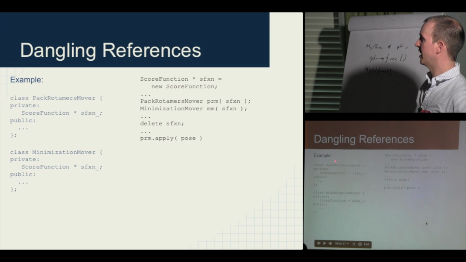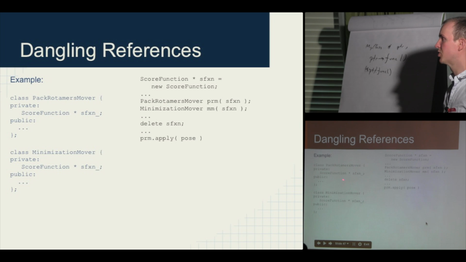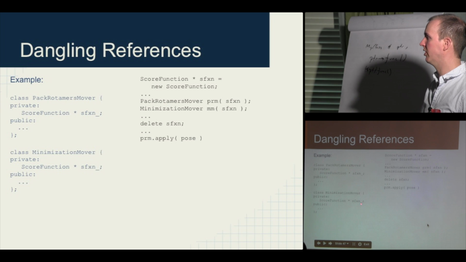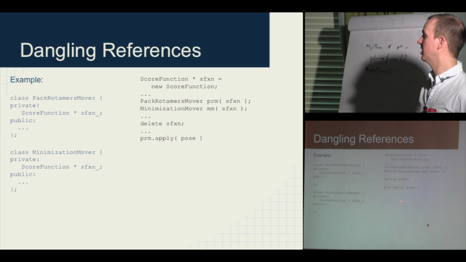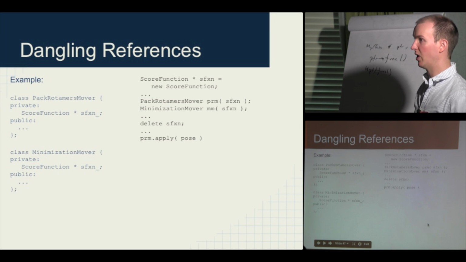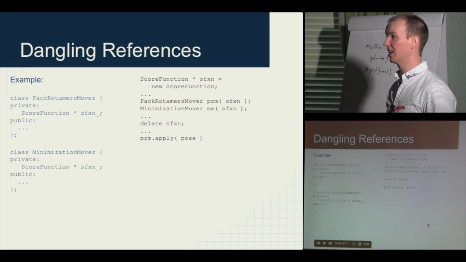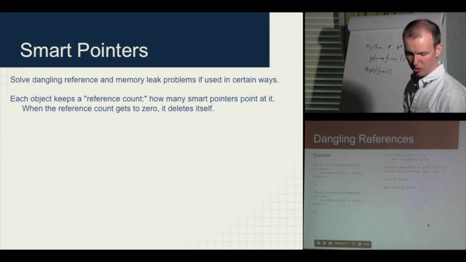Dangling references are also a problem. You can imagine two movers in Rosetta that share a score function pointer, both set up to point at this one. Then maybe one of them decides to delete the pointer, or somebody else decides to delete the pointer. Then it's not clear what would happen when the pack rotamers mover tried to use that score function in its apply method, because the score function has been deallocated. So this is a dangling reference, and it's a problem.